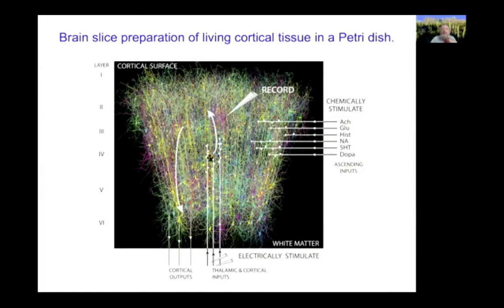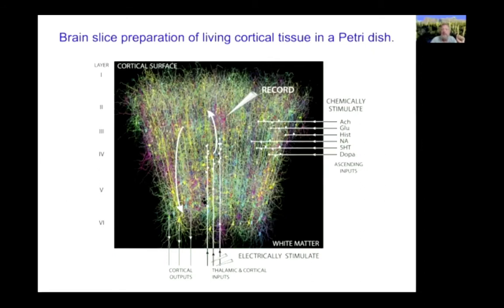And we can record the synchronized activity throughout the slice, throughout a column of thousands of neurons, whose circuitry is all intact, so we haven't severed any of the synaptic connections between these cells. And it turns out they're able to generate a lot of the EEG activity that we see in vivo in isolation, again, in a petri dish.